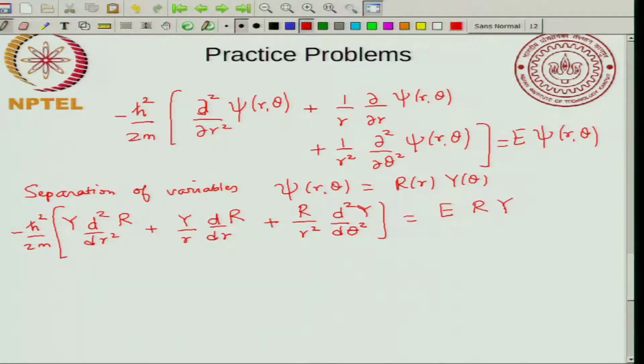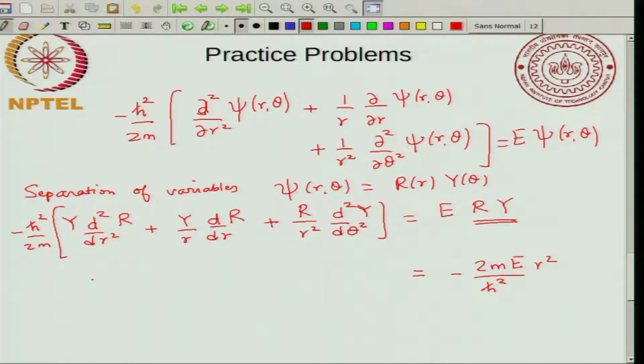Okay. And let's say you multiply by r square, and divide by capital R times capital Y. Then what I will get is the following, and let me take the 2mE by h bar square to the right. So, what I will get is minus 2mE by h bar square, and I will multiply by r square. I have divided by R Y, so I will not have the R Y term.